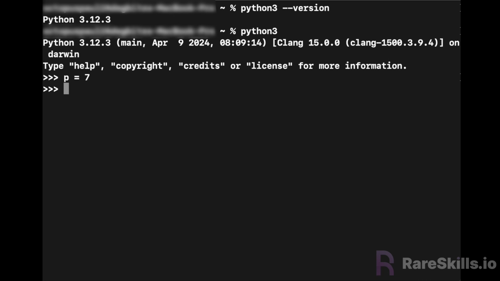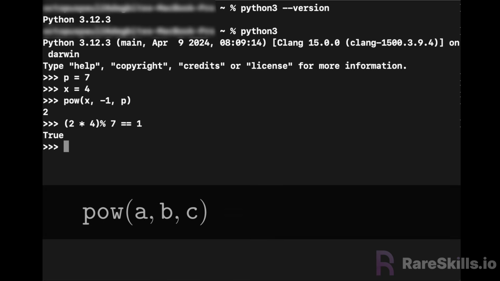Now pick the number for which you are trying to compute the multiplicative inverse. Let's pick x equal to 4, then do pow(x, -1, p). We'll get 2 back. We can verify that 2 times 4 modulo 7 is equal to 1. In Python, pow(a, b, c) is equal to a raised to the b power modulo c.